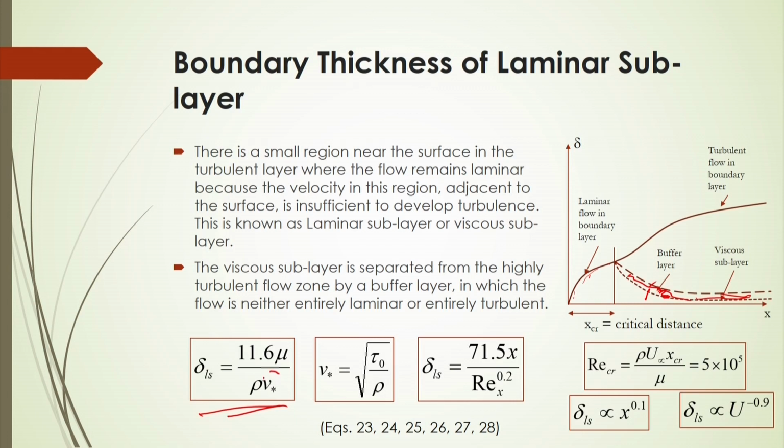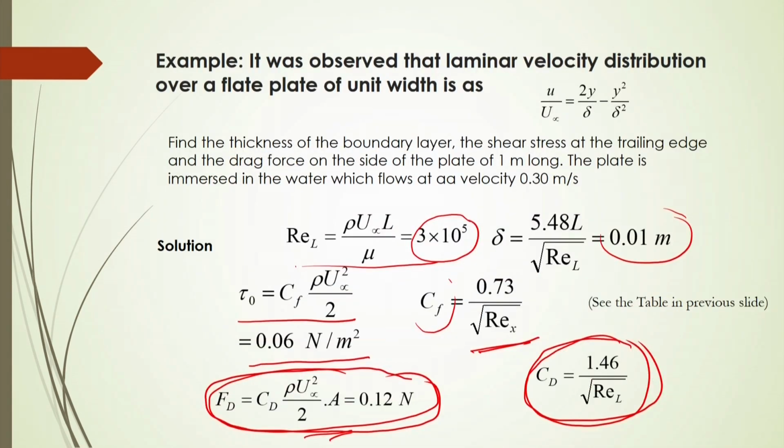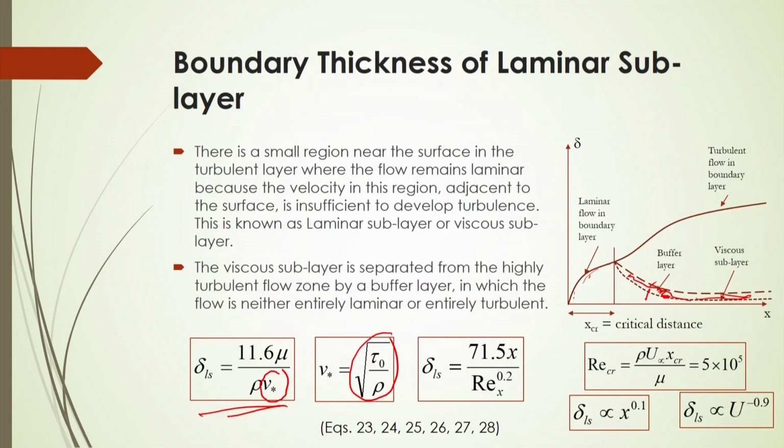In this case it depends on the friction velocity, defined as root over tau 0 by rho, which we already discussed in the previous lecture for turbulent flow conditions. Also, based on this friction velocity you can calculate the laminar sublayer boundary layer thickness, and also how it will be related to x, which you can calculate from this equation.